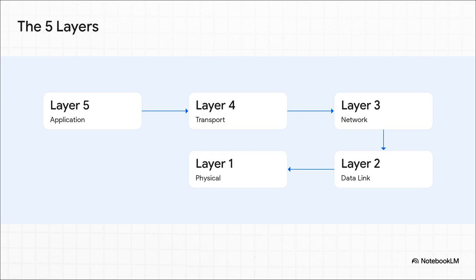So, how does it work? Well, the model is brilliant. It breaks down the massive, complex job of global communication into 5 smaller, manageable layers. Everything starts at the top, at the application layer, where you, the user, create some data. And then it works its way down. Each layer has exactly one job to do, and that's it. This whole divide and conquer strategy is the secret to its success.